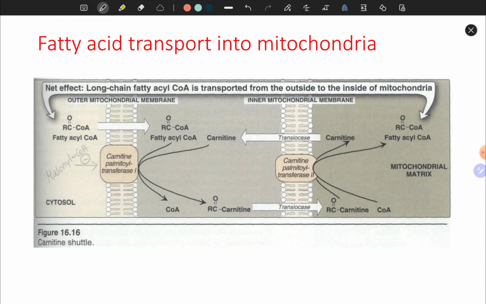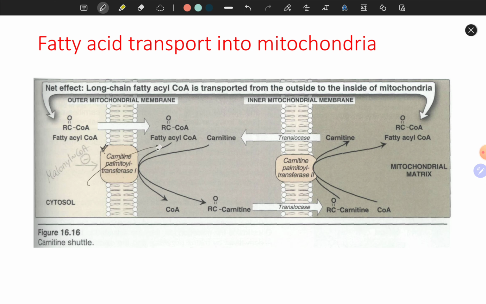Oxidation of fatty acid is important. Fatty acid should be transported from the cytoplasm into the mitochondria. Why? Here we have a transporter called carnitine palmitoyl transferase, which transports fatty acid from the cytoplasm to mitochondria.